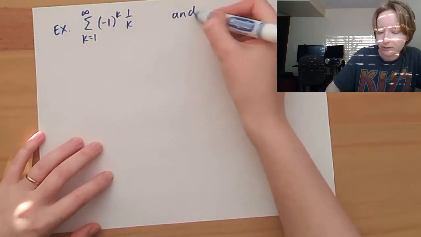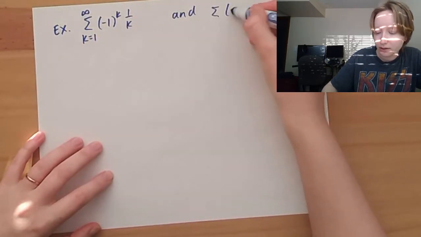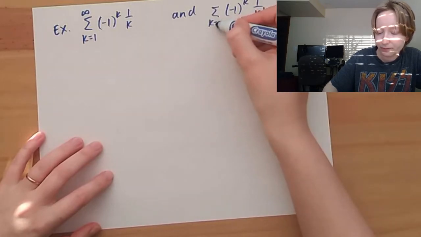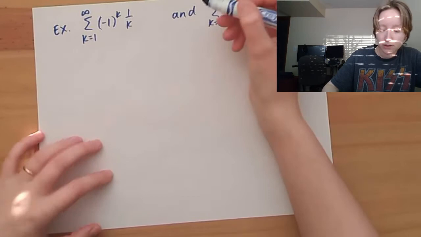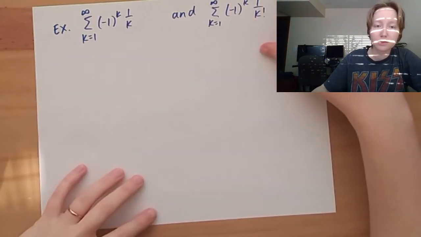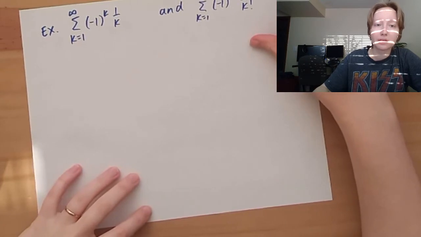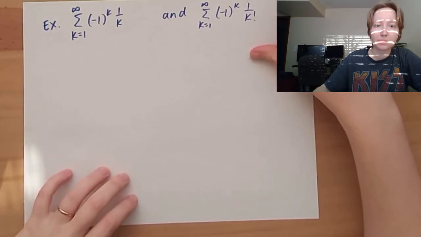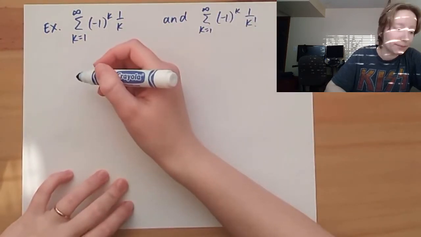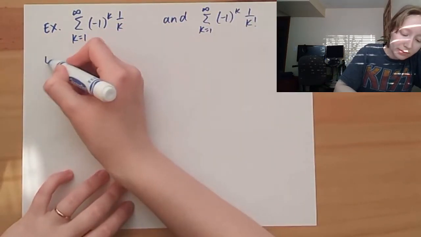And then my other series is the sum of negative 1 to the k, 1 over k factorial. Right, so the regular harmonic series diverges, but because I have an alternation of the sign, this converges to some value. And because it converges, I can estimate the value of the sum. So what do I know?